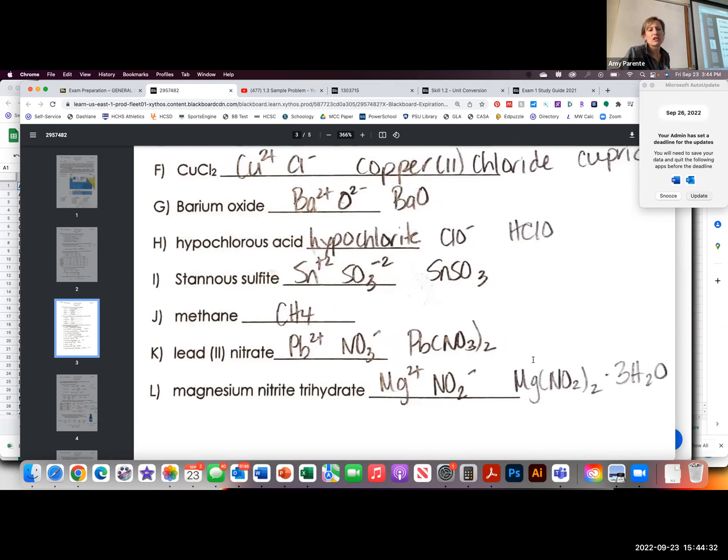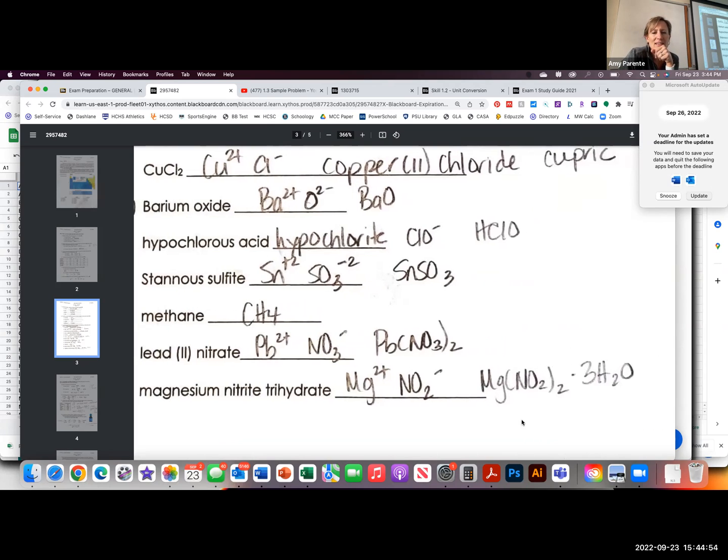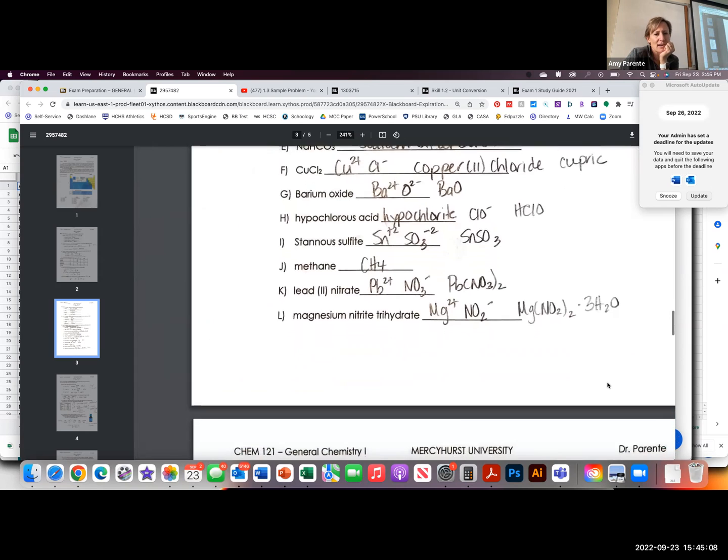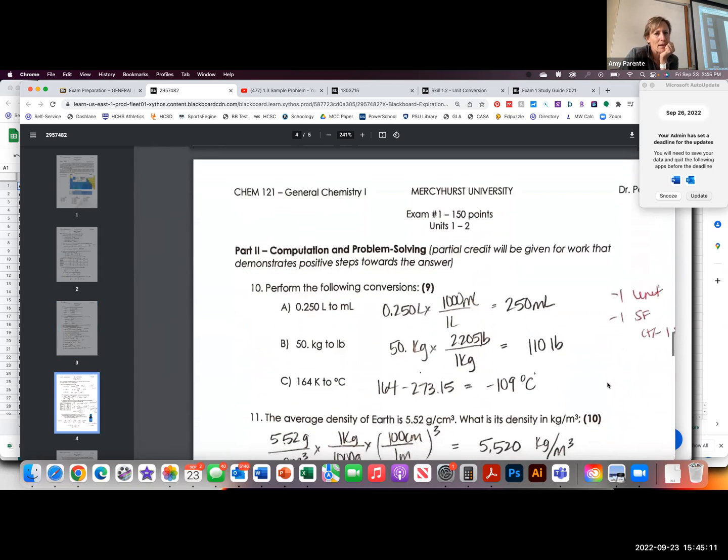Last one, and now that you've done something in lab, maybe thinking about hydrated salts is a little bit easier to think about because you had a hydrated salt, that copper salt that you had to get the water off of. But magnesium is always 2+. This is nitrite, so NO2-. And then we know we've got 3 waters here, trihydrate. Okay, so magnesium nitrite looks like this, Mg(NO2)2, and then we put a dot. That Greek prefix tri tells us 3 hydrate water. Good. All right, so let's move on to next part.